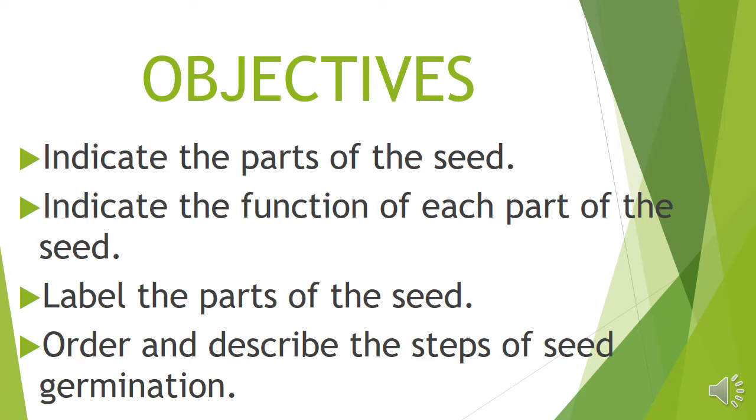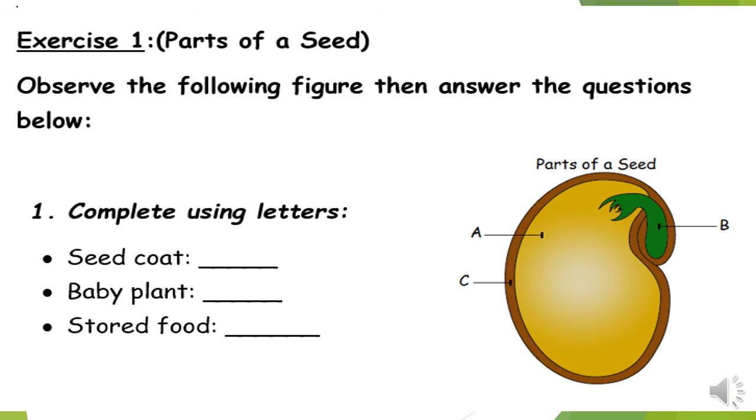Let us start by the first exercise. Exercise 1. The title for this exercise is about parts of a seed. So we are going to talk about the parts of the seed in this exercise. We start. Observe the following figure, then answer the questions below. I said figure means the picture which is found inside this exercise. As we see, this figure has a title. The title is Parts of a Seed. So we have to talk about the parts of a seed from this picture.